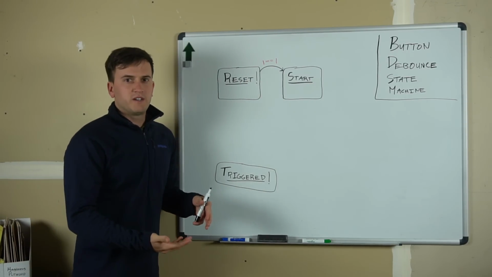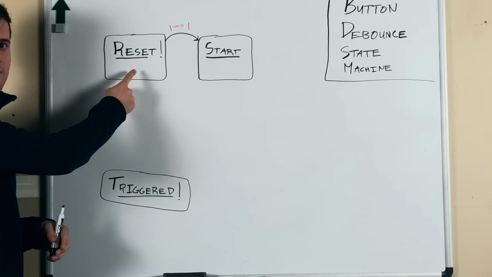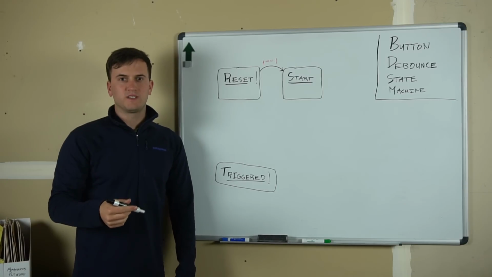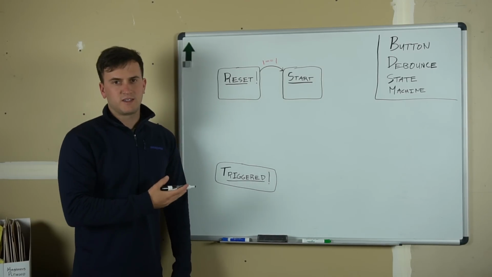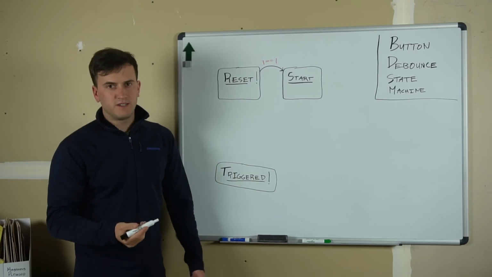and I'm just trying to show here that as soon as I find myself in the reset state, I'll be there for one cycle and move to start. You need to pick a home for the state machine, and I'll use reset as the home. So the first time the state machine runs, it will start at reset.